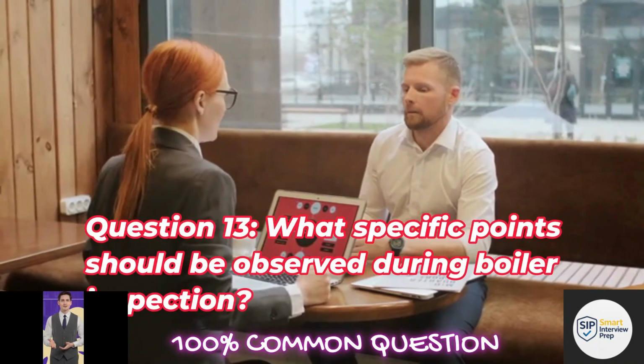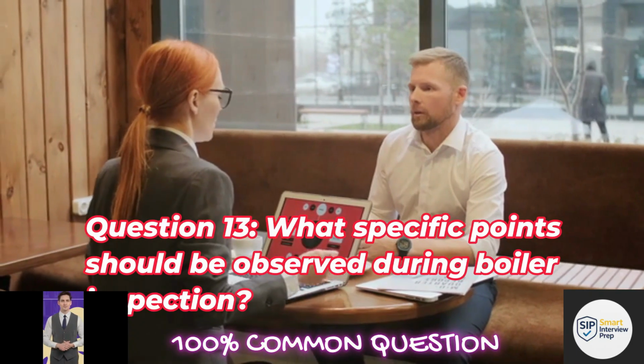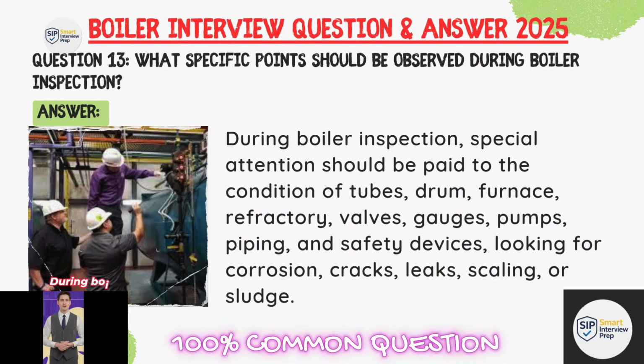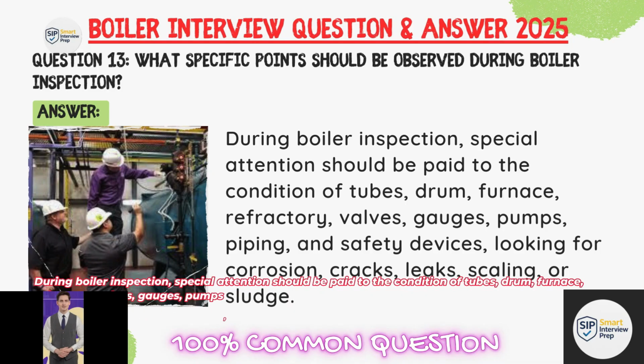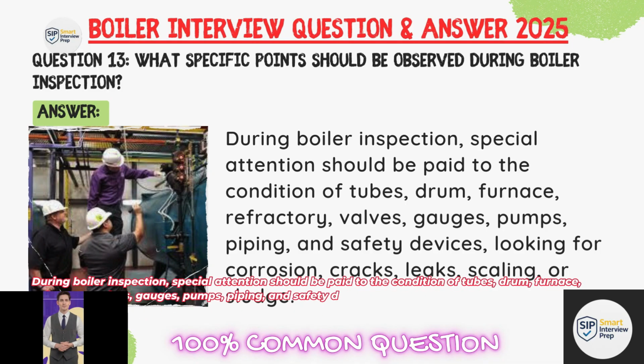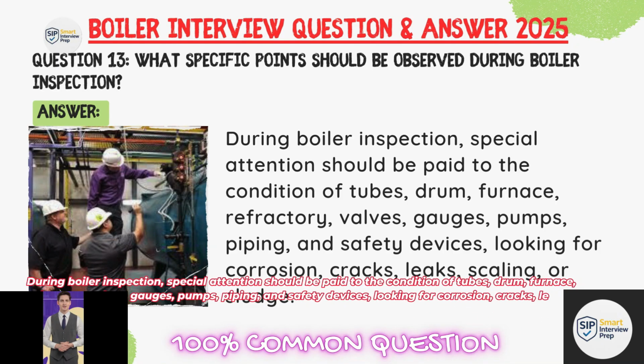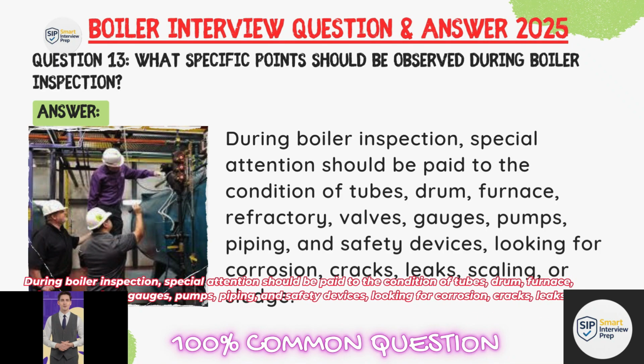Question: What specific points should be observed during boiler inspection? Answer: During boiler inspection, special attention should be paid to the condition of tube, drum, furnace, refractory, valve, gauges, pump, piping, and safety devices. Look for corrosion, cracks, leaks, sealing, or slag.